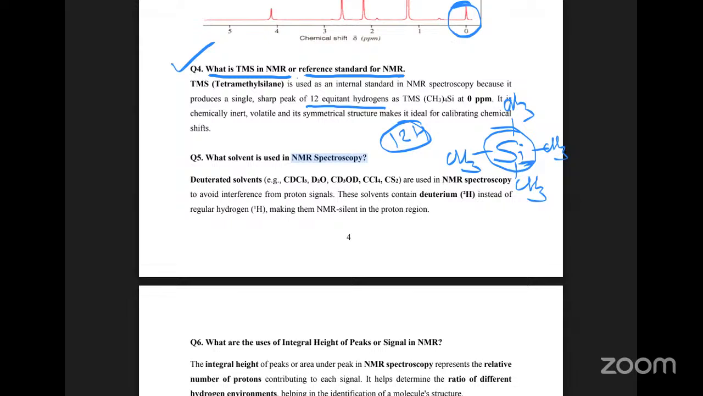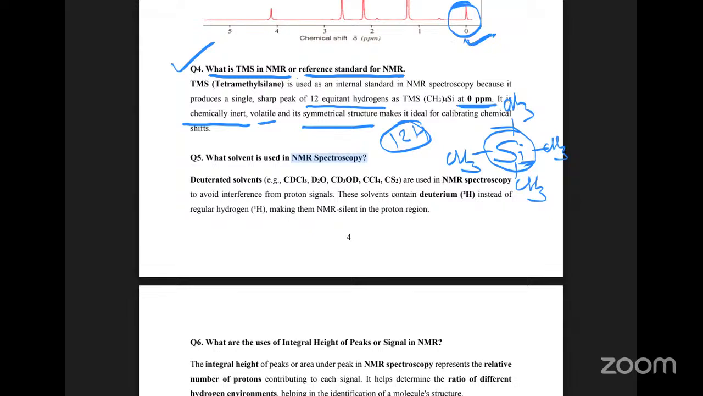What are the chemical properties of this TMS? It is chemically inert. It doesn't react with any compound. It is volatile, so it can be easily removed. It has a symmetrical structure. It is non-toxic, and it is easy to handle in terms of getting the sharp 12-proton peak in the NMR spectrum, which is recorded at 0 ppm. Here the NMR delta scale is the unit measured in parts per million. So that 0 is your reference, that is your TMS. So this is the question.